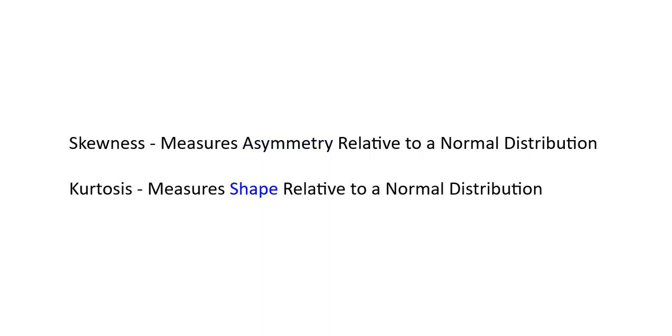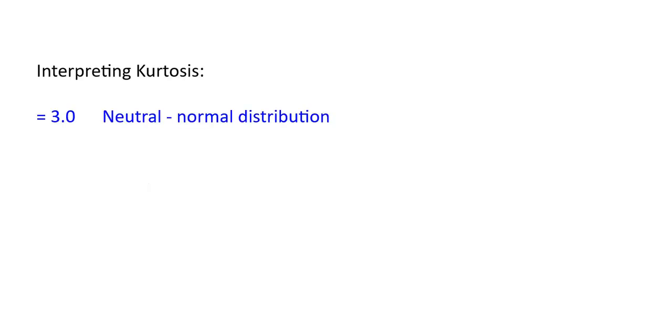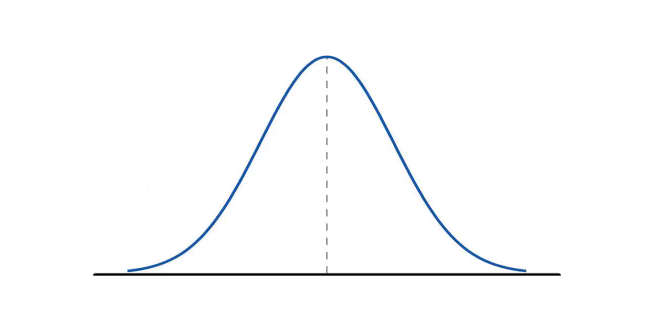While skewness measures the relative asymmetry of a distribution, kurtosis is a measure of the shape relative to a normal distribution. A perfectly normal distribution has a kurtosis of 3 and looks like this. Most observations lie within plus or minus 3 standard deviations of the mean.